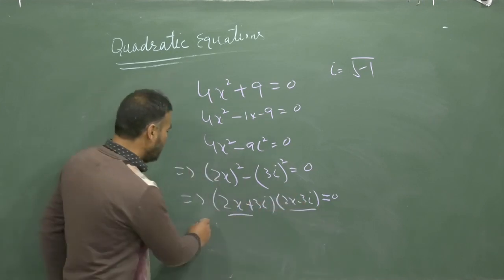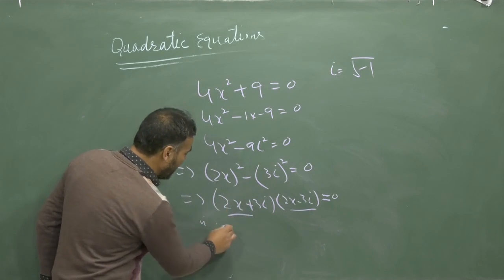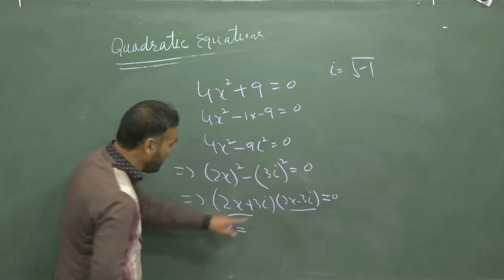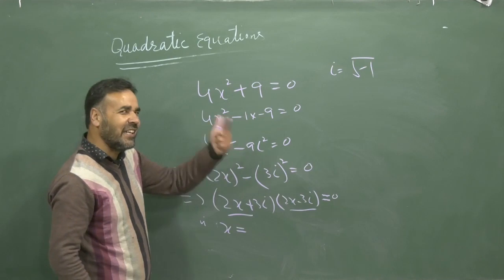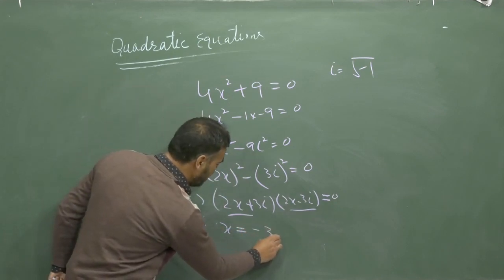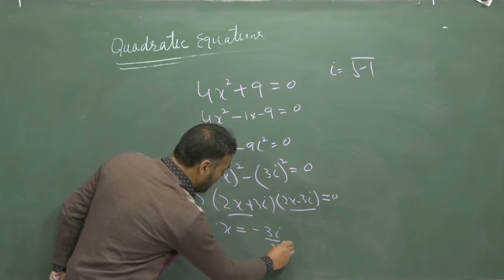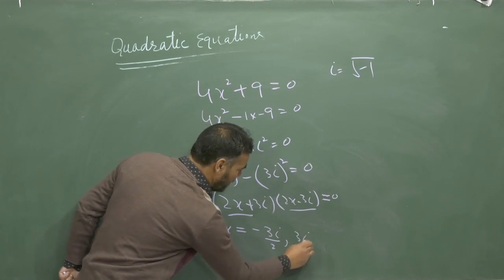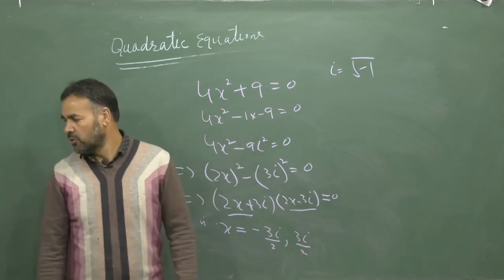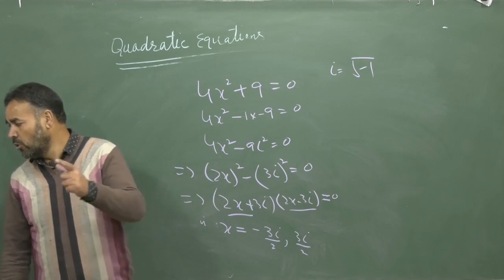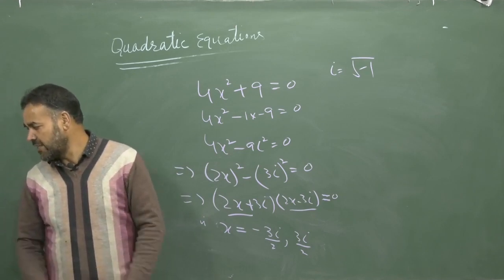This part you know, that is the net result will be, x will be equal to, if you transpose this 3 iota, it will become minus 3 iota divided by 2, and the second part will be equal to 3 iota divided by 2. So these are said to be the two roots of the given equation.